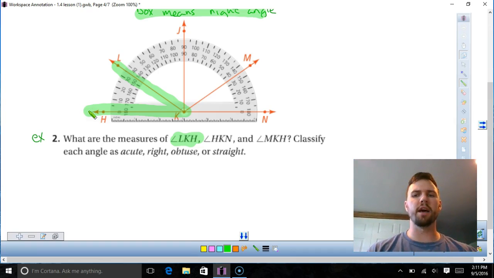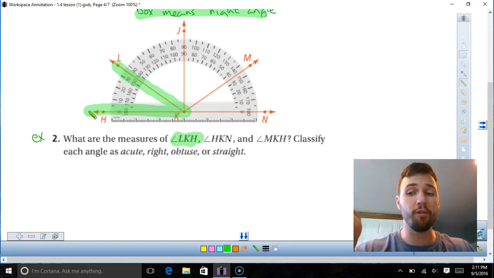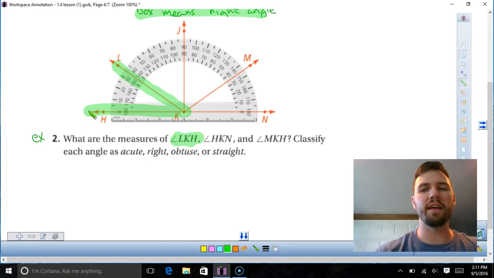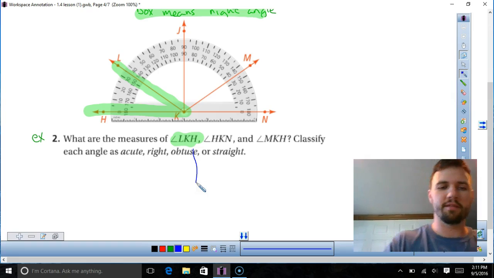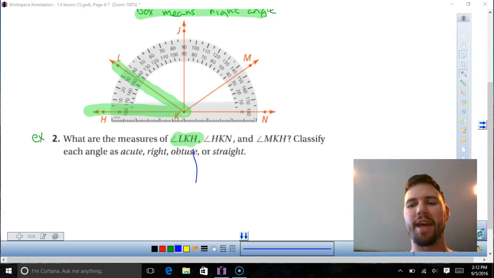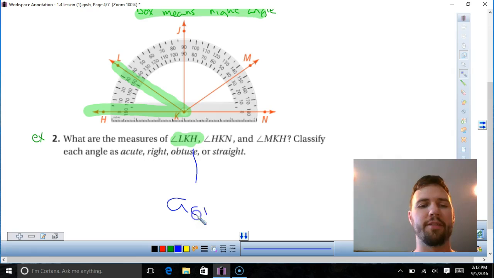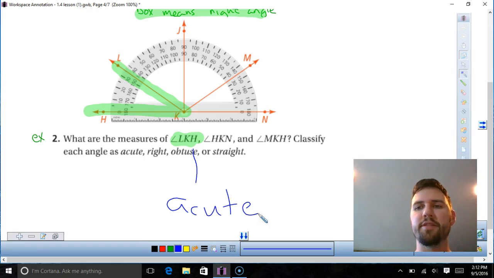Alright, so now is that bigger than 90 degrees? Well, no, because 90 is right up and down in there. So, is it less than 90? Well, yeah. So LKH is an acute angle. It's an acute, that is it.